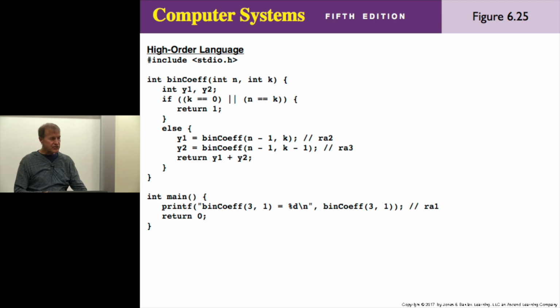And so now let's draw the runtime stack for this. And then bin coefficient, by the way, how many parameters does it have? 2, n and k. And does it have local variables, yes or no? Yes, it does. So we've seen this runtime stack before. Now we're going to see it in some more detail.